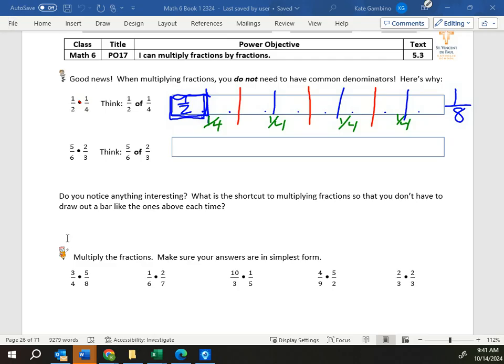Let's look at what that looks like for our next one. 5/6 of 2/3. What do you think I want to break my bar into? How many sections? Nolan? 6. That's a great guess. We see the 6 on the bottom here, but actually we want to look at the second fraction because we start with 2/3 and we want 5/6 of them. So what do you think I should break it into? Yeah, into thirds. Because I have 2/3, which would be this part.